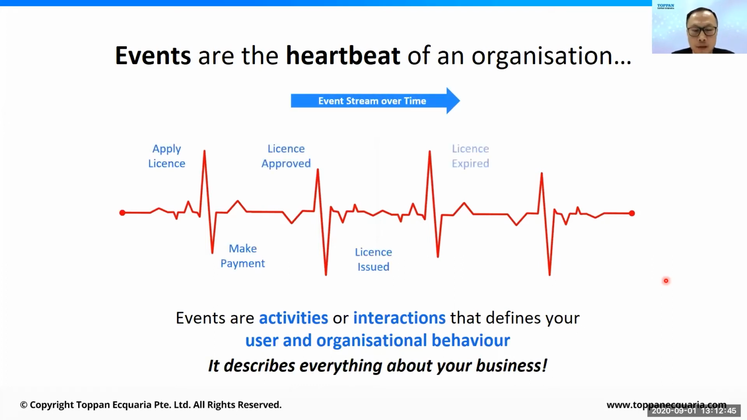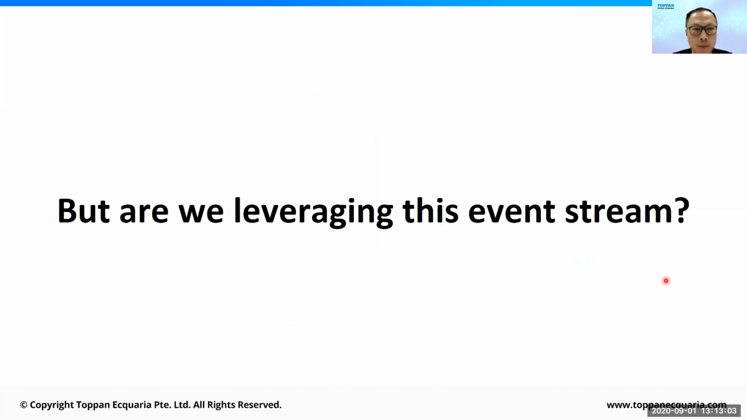So in a typical government business, these are the events that you see on a daily basis. Somebody applies for a license, you issue a license to the user, and sometimes they renew the license and all that. So these are the events that go through a typical government organization. So it defines, basically, as I said, what your business is all about. But are we actually leveraging this event stream?